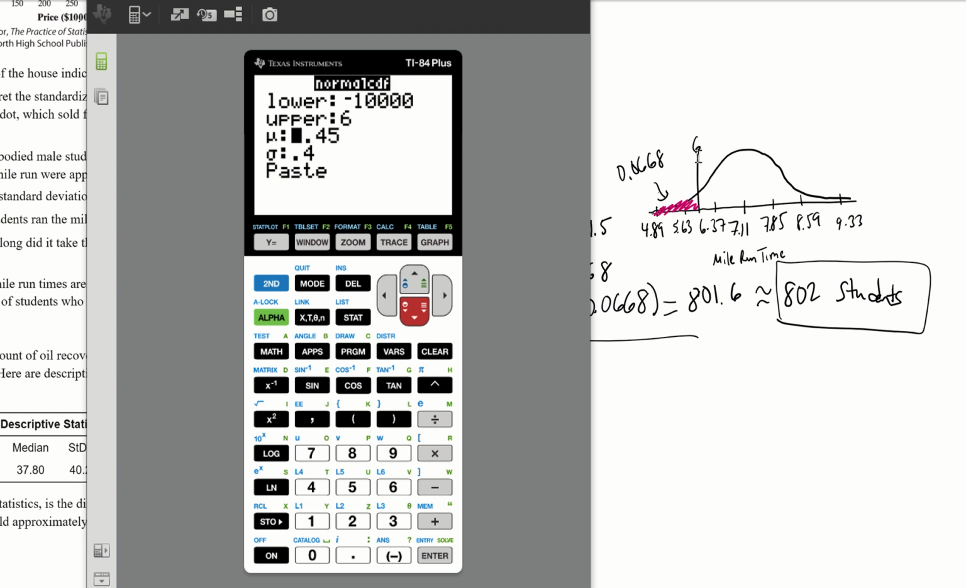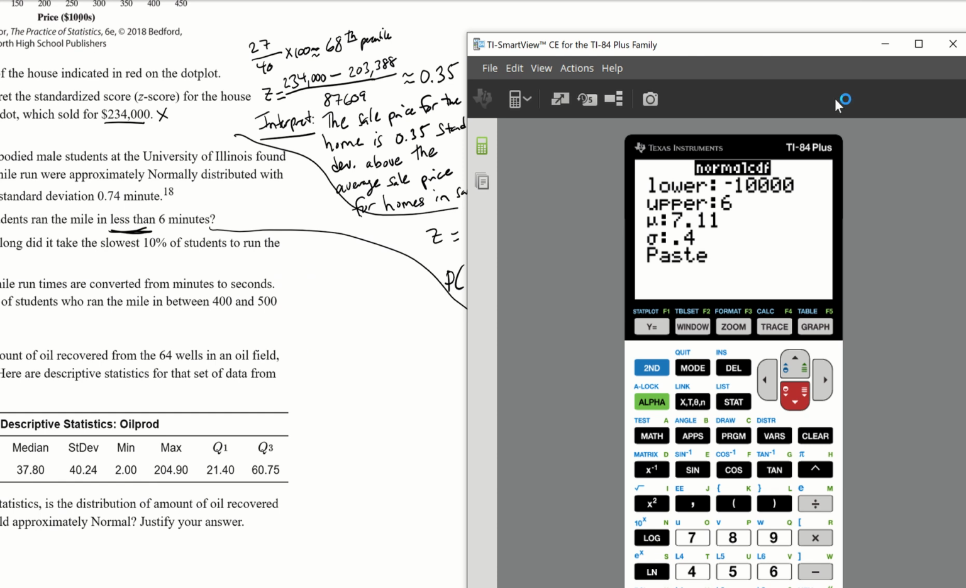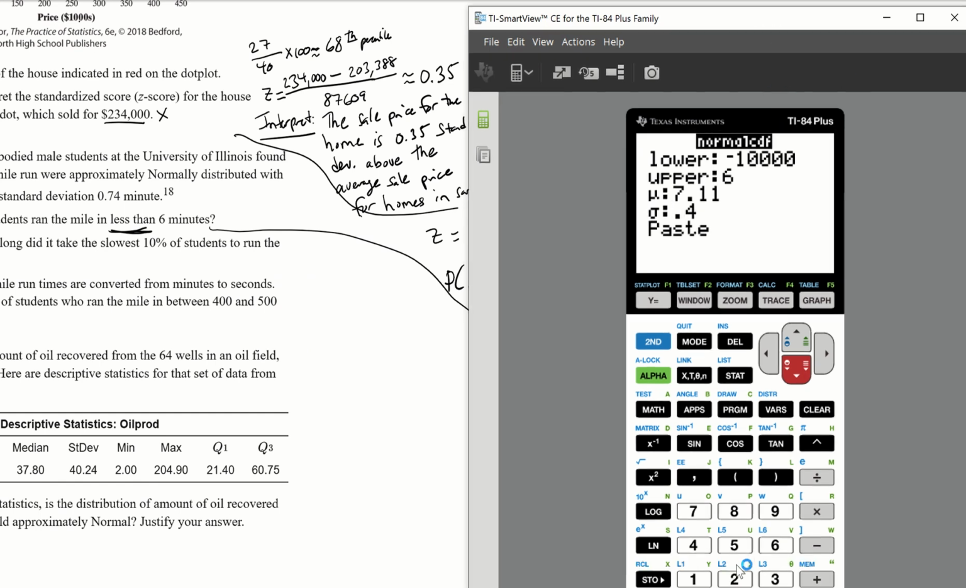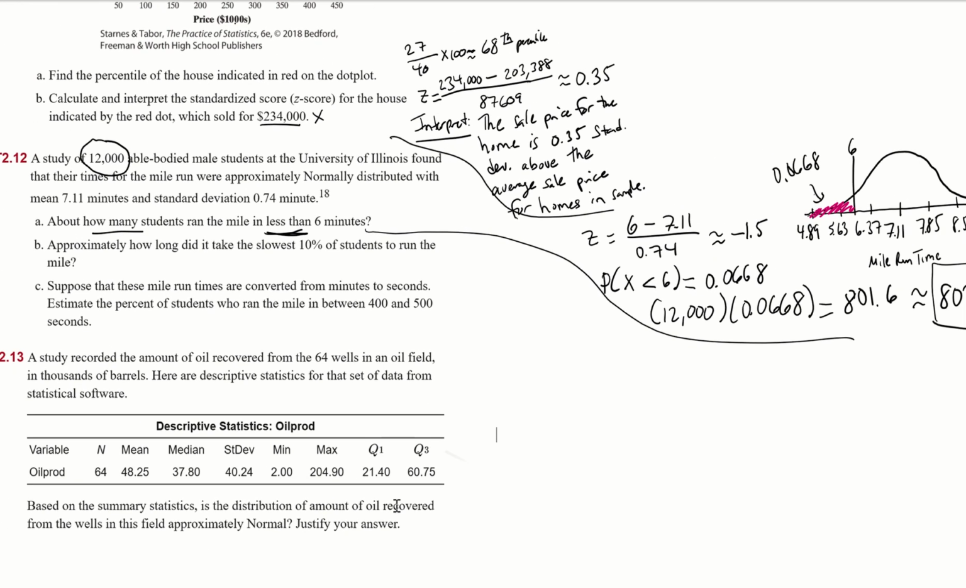And then for this, the mean was 7.11. The standard deviation, I don't remember what the standard deviation was. It was 0.74. All right, enter. So there you go, 0.0668. So that's pretty much what we got. All right, and then we can multiply that by the 1,200 students. Was it 1,200? Trying to remember how many students it was. Yeah, 12,000.